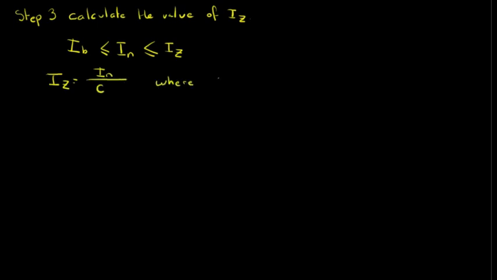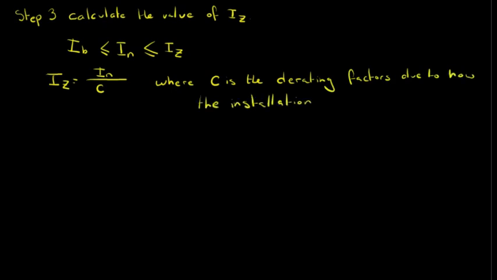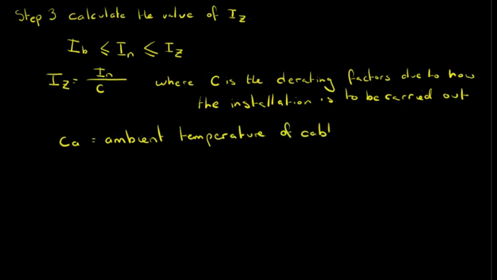That C is the derating factors. IZ has to do with how the cable is installed. So C is the derating factors due to your installation method. There are a number of them. We've got CA, that's your ambient temperature. Anything above 30 degrees ambient temperature in air will derate your cable. You've got CC, which is cables buried in the ground. Obviously you can't bury them in air, so obviously buried in the ground. CD, that's the depth of the burial.